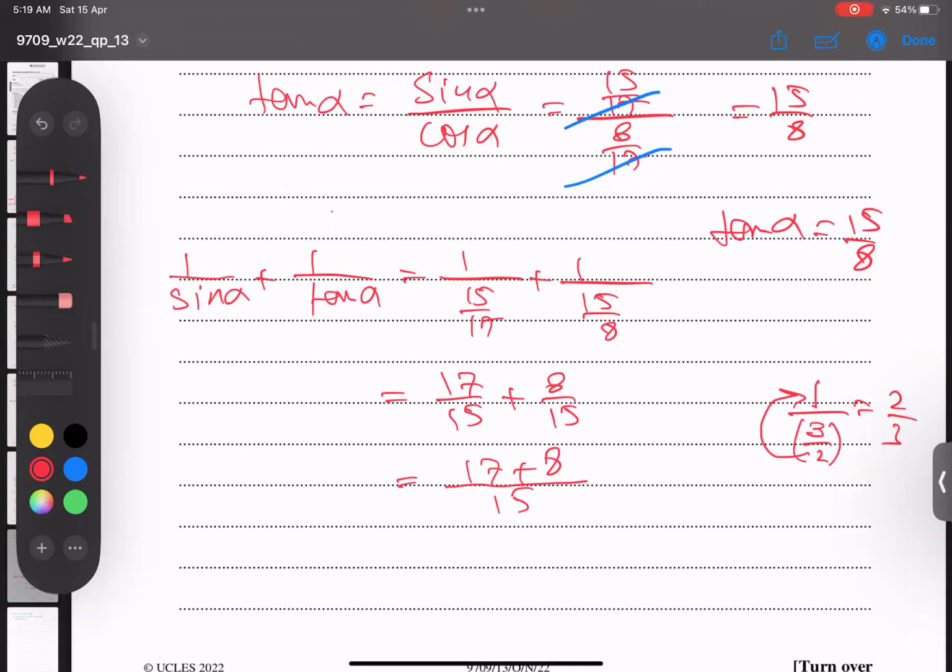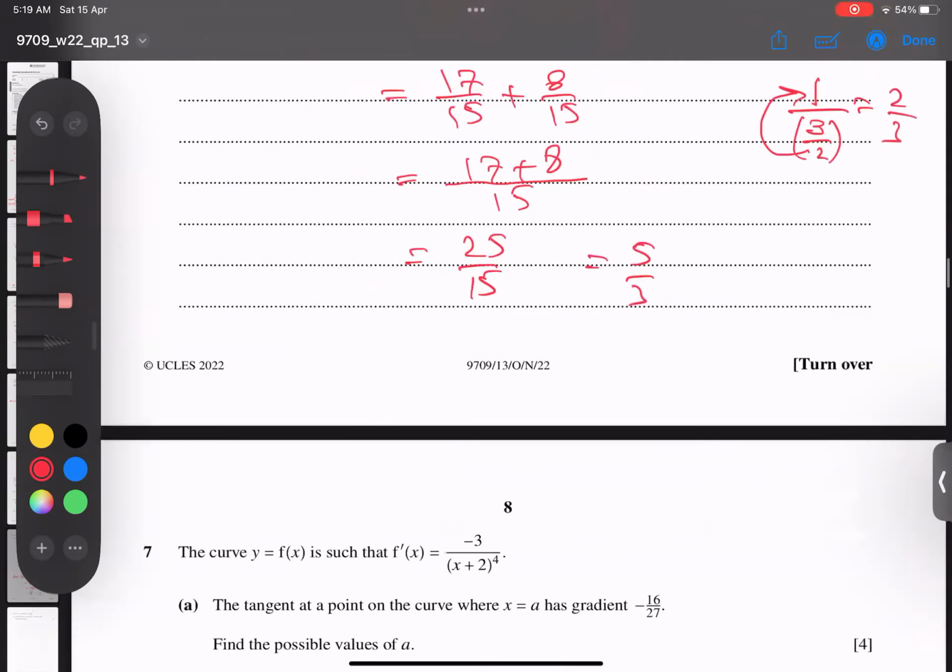I hope that's clear. And 25 divided by 15, I'm getting here 25 over 15. And the answer is 5 over 3. I believe you got the idea very clearly.